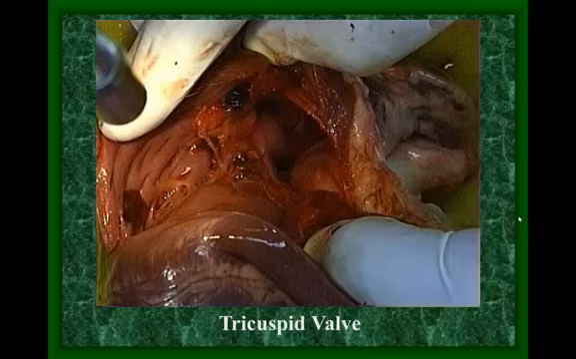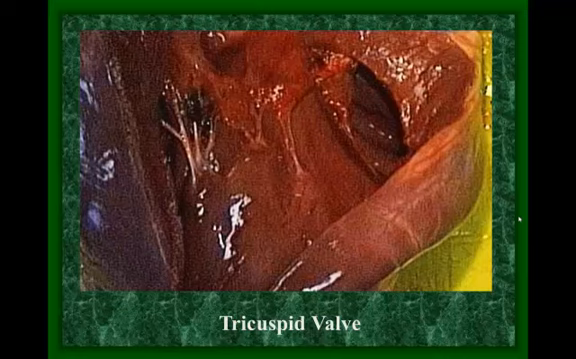Here's a real picture inside of a heart showing you the tricuspid valve having 3 flaps of tissue. And this one's a little bit better. You can see the muscles there, but they're holding up the 3 flaps.